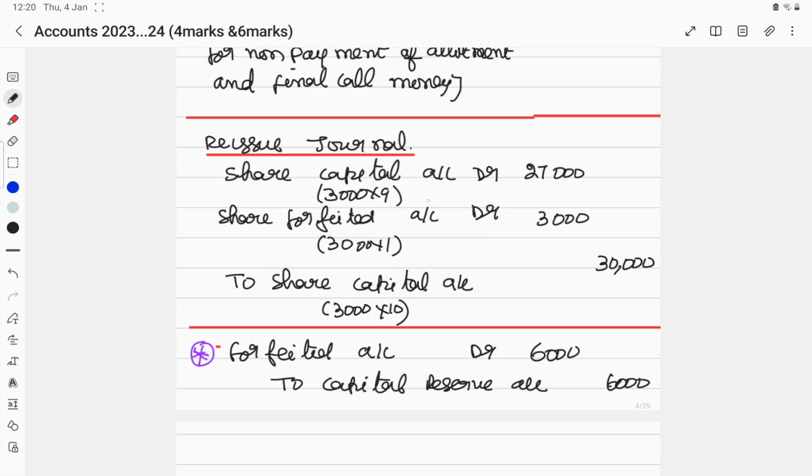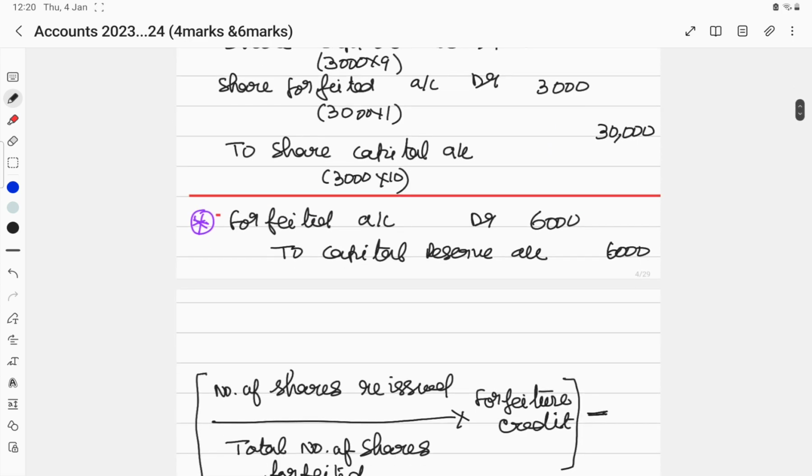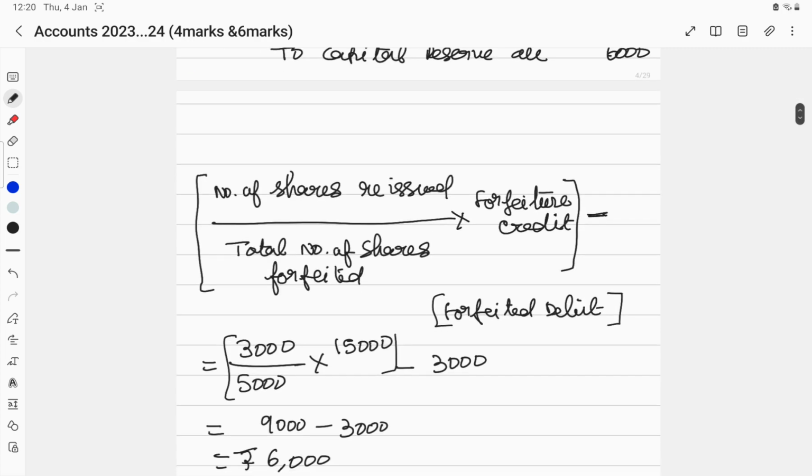Reissue journal. Share capital account debit 20,000. Share forfeited account debit 3,000. Totally share capital account debit 30,000. Forfeited account debit 6,000 to capital reserve 6,000.